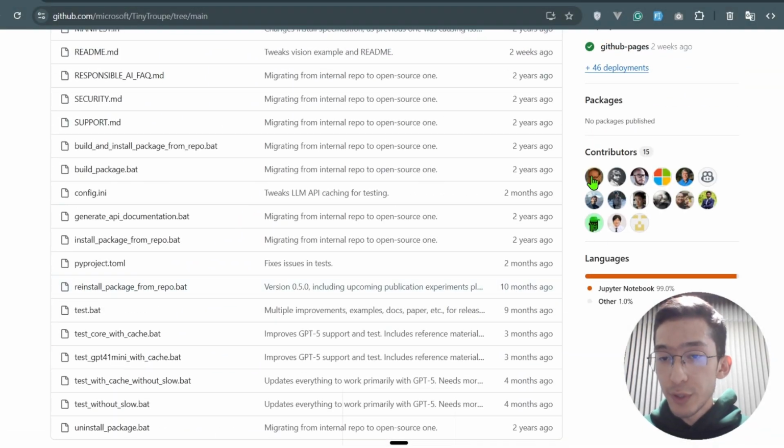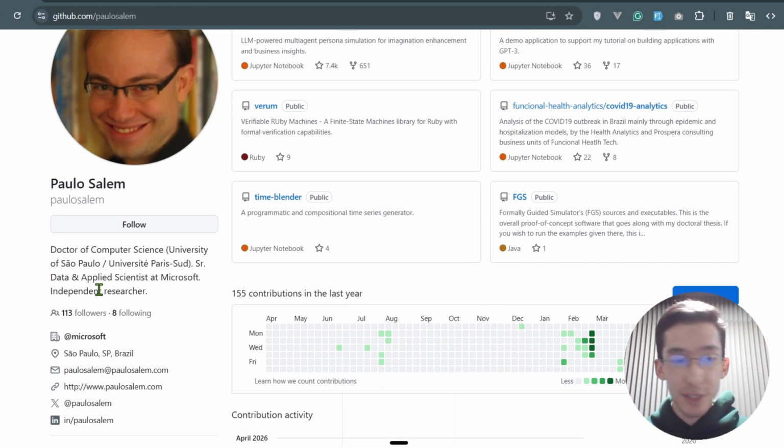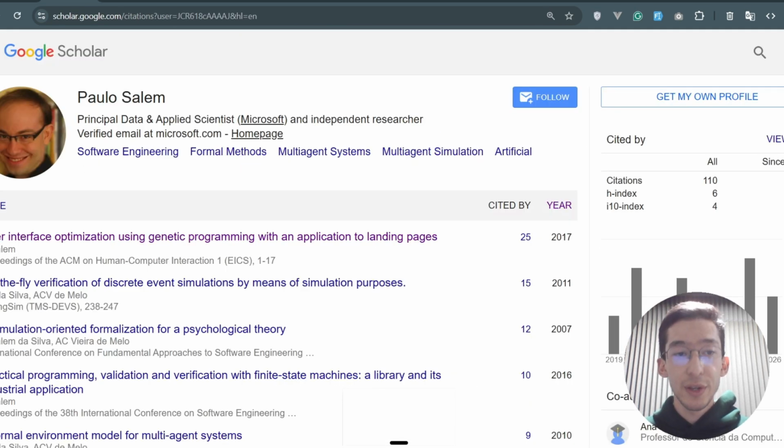One of the contributors is Paulo Salem. He's a Doctor of Computer Science and Senior Data Scientist at Microsoft. You can see his Google Scholar and his papers.